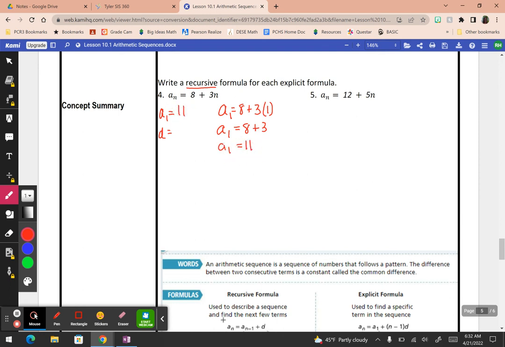Okay, common difference is what you're multiplying by. So that's going to be 3. And then we're going to write our equation. So I have a sub n equals the term before it. So a sub n minus 1 plus my common difference, which was 3, and where I'm starting from, which was my first term of 11.